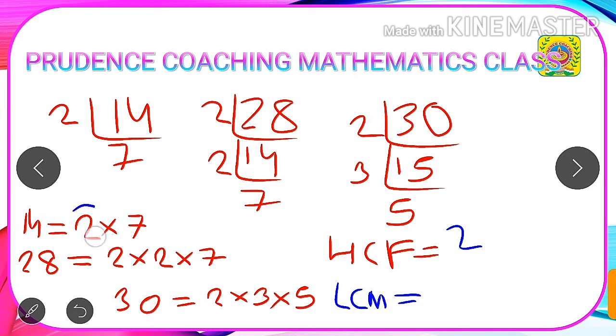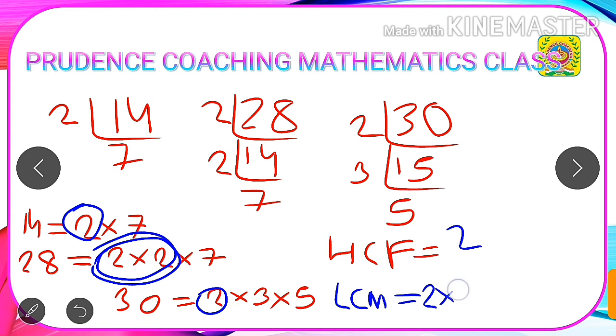As you can see, in 14 we have 1 time 2, in 28 we have 2 times 2, and in 30 we have 1 time 2. So the highest repetition is 2 times 2. So we will write 2 into 2. Next we will go for the next prime number, that is 3. We have 1 time 3 in 30, we don't have any 3 in 28, we don't have any 3 in 14, so we will write 1 time 3. Next we will see the next prime number, that is 5. 5 is present here. We don't have a 5 in 14 and 28, so we will write 1 time 5.